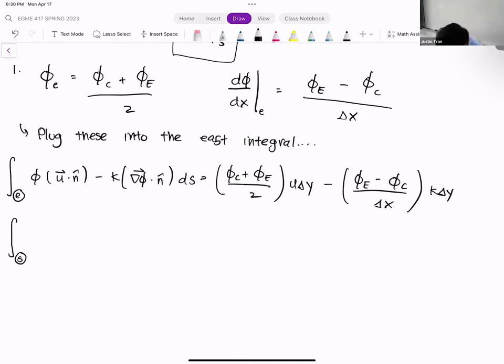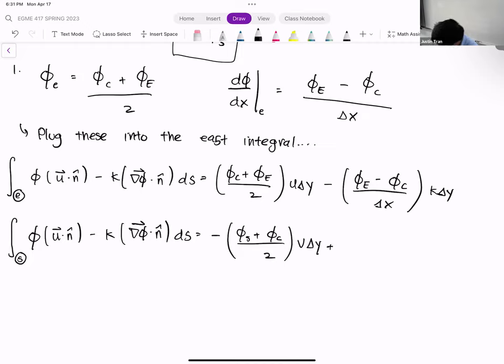All right. So we're going to do the same for all the integrals here. For the south integral, we have the integral of phi u dot n minus k gradient of phi dot n ds is equal to minus. Remember, we have the minus sign because the normal vector on the south edge is minus. And so for the south side, we have (phi sub S plus phi sub C) divided by 2 times v delta x, plus (phi sub C minus phi sub S) divided by delta y, all multiplied by k delta x.